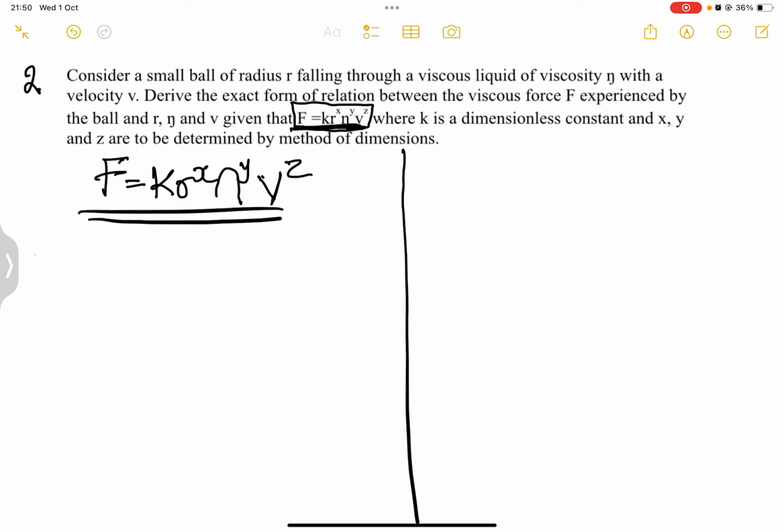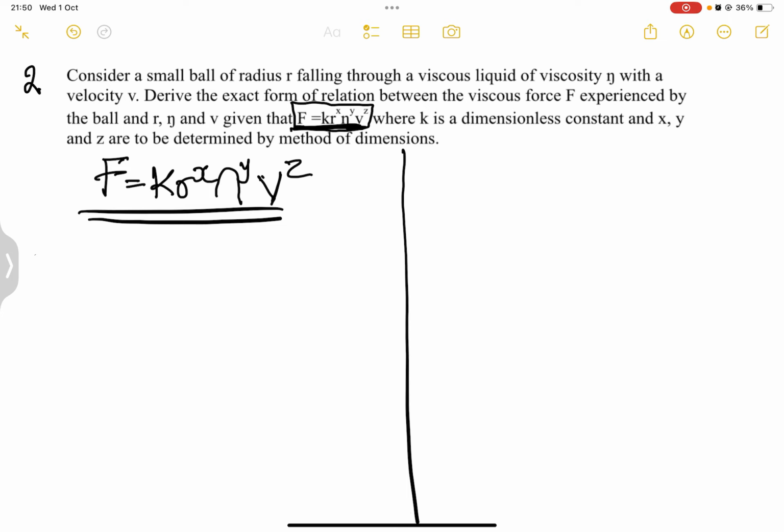Let's continue. So viscosity is there. Viscosity is that thing that looks like N, and velocity. So we're trying to get the exact relation between force. Which force exactly? Viscous force, with three quantities here. So we have radius, we have viscosity, and velocity. So let's see what we can do right now.